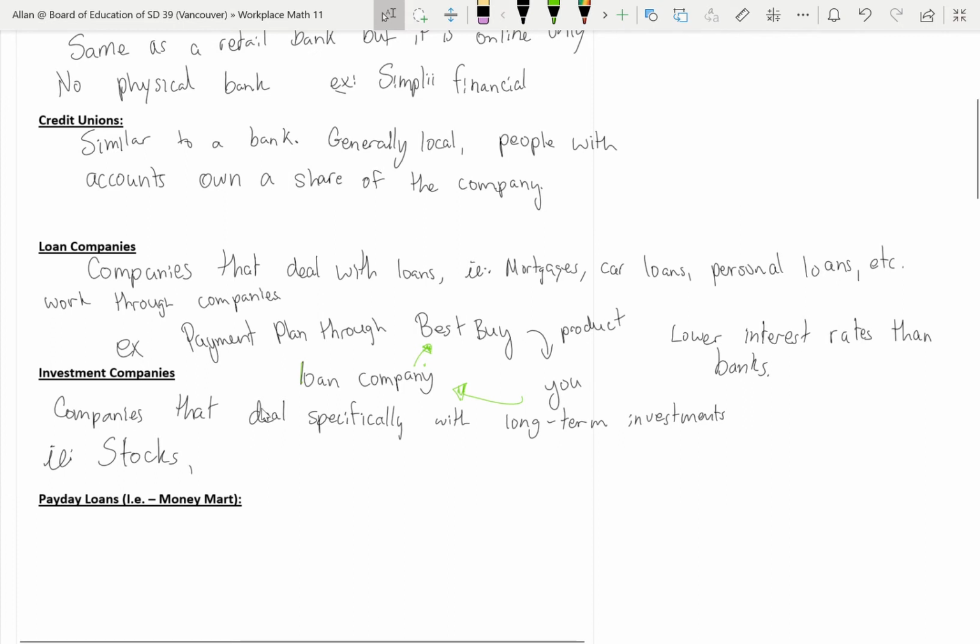Another example would be things like, if you've heard of RRSPs, these are retirement plans. So you're putting money away when you're younger for when you're older. So I'm paying into an RRSP now, and I won't see that money again for many, many years until I retire.